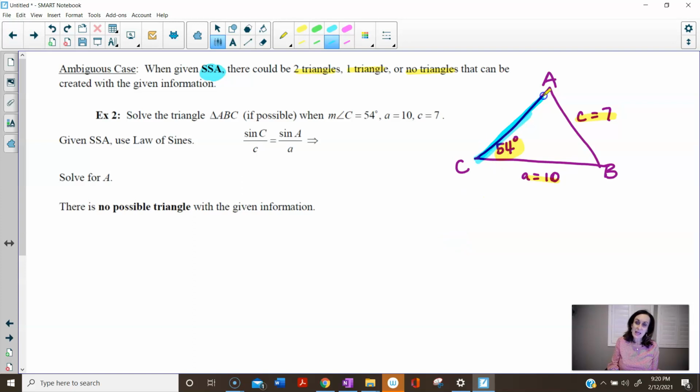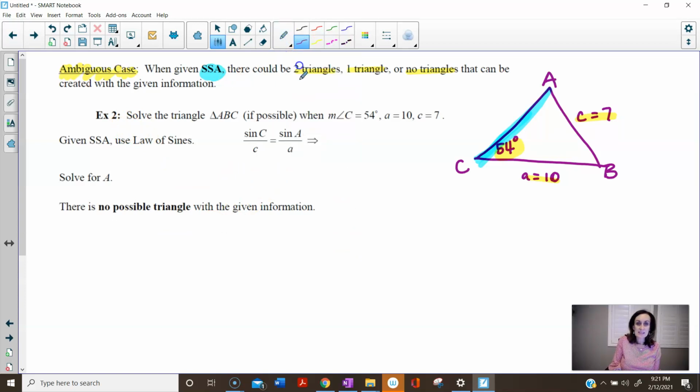If this side ends up being a swinging door, it can swing in or it can swing out. And when it swings in, we end up with an obtuse angle. And when it swings out, we end up with an acute angle. And so we have different possibilities. So this is why it's called the ambiguous case, because we're not quite sure which of these 3 it's going to be. So let me show you how this one works, starting with example number 2.